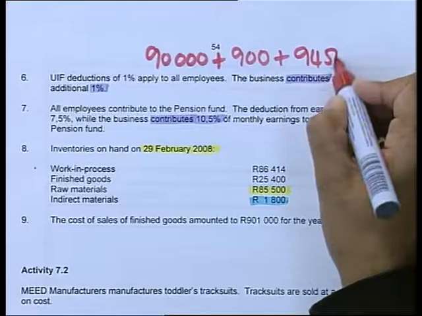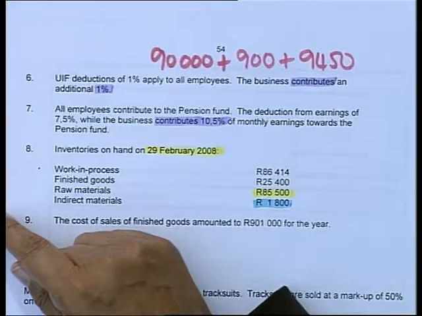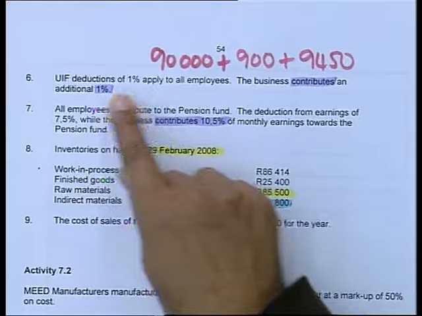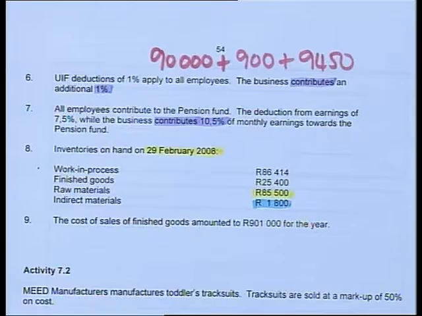So when you read, you mustn't forget that it applies to all employees. So when you worked out your direct labor, remember the 192,000, sorry, for the factory wages, you took 1% and you took 10.5%. Now when it comes to the indirect labor, the factory foreman, you do the same. 1%, 10.5%. Okay, so let's go to the PowerPoint again.